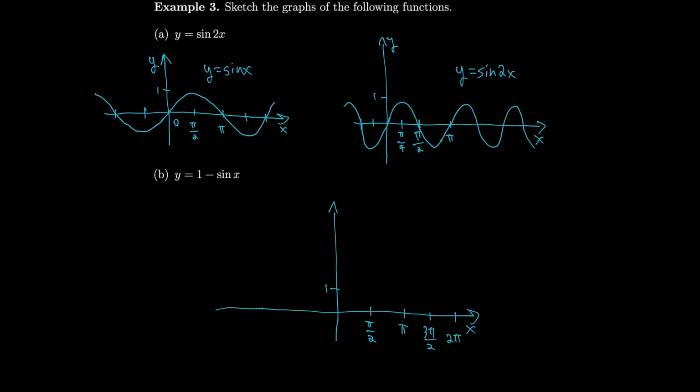Okay, so this is 1, this is 2, it has a new maximum of 2 now. Okay, let's see if we can do this. Okay, so that's roughly what it should look like. It gets flipped upside down, and then it just moves up 1.